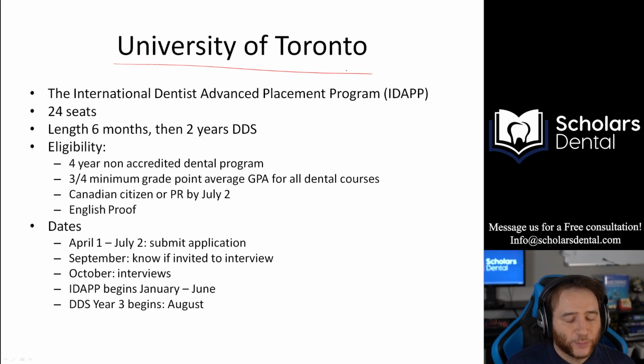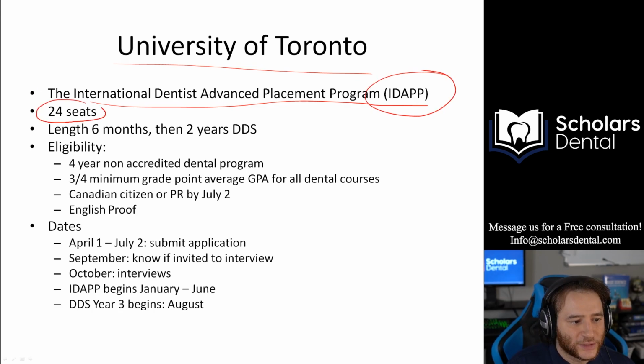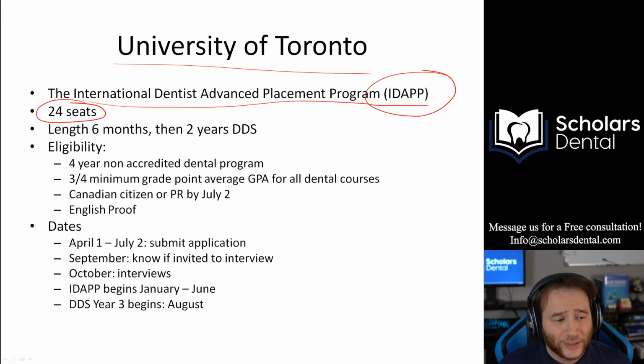University of Toronto, the program that's there, you have to get into the IDAP program. So it's called the International Dentist Advanced Placement Program. In this program you have 24 seats. As usual, I'm going to do a summary here in my slides of what information I collected. Then I'm going to go to the website and look for more if we can find any. So 24 seats, every year, right?